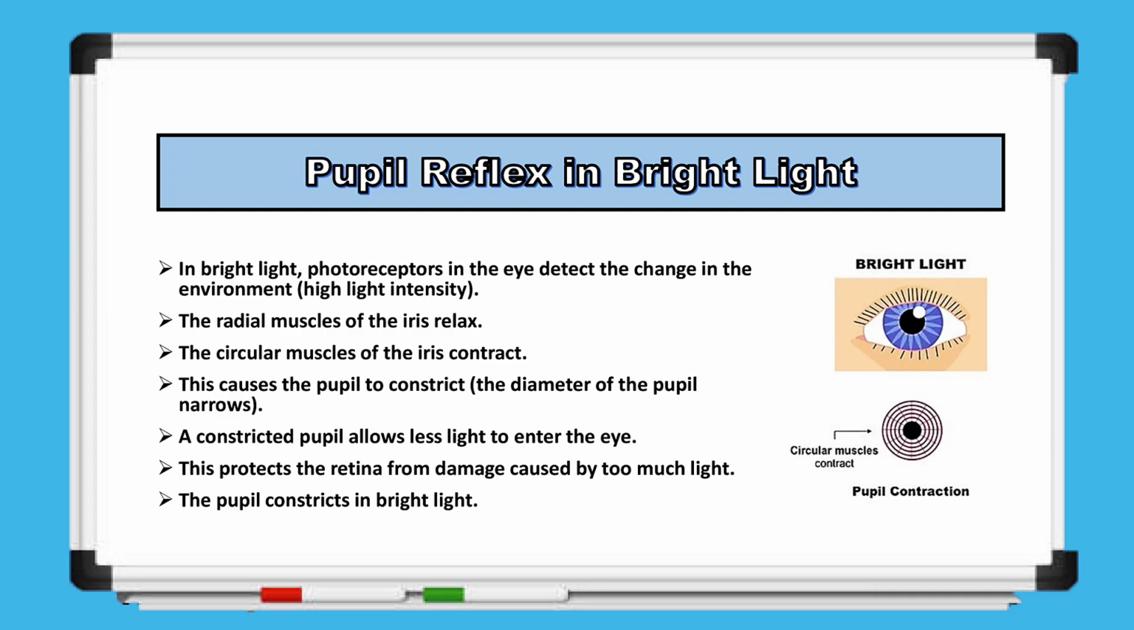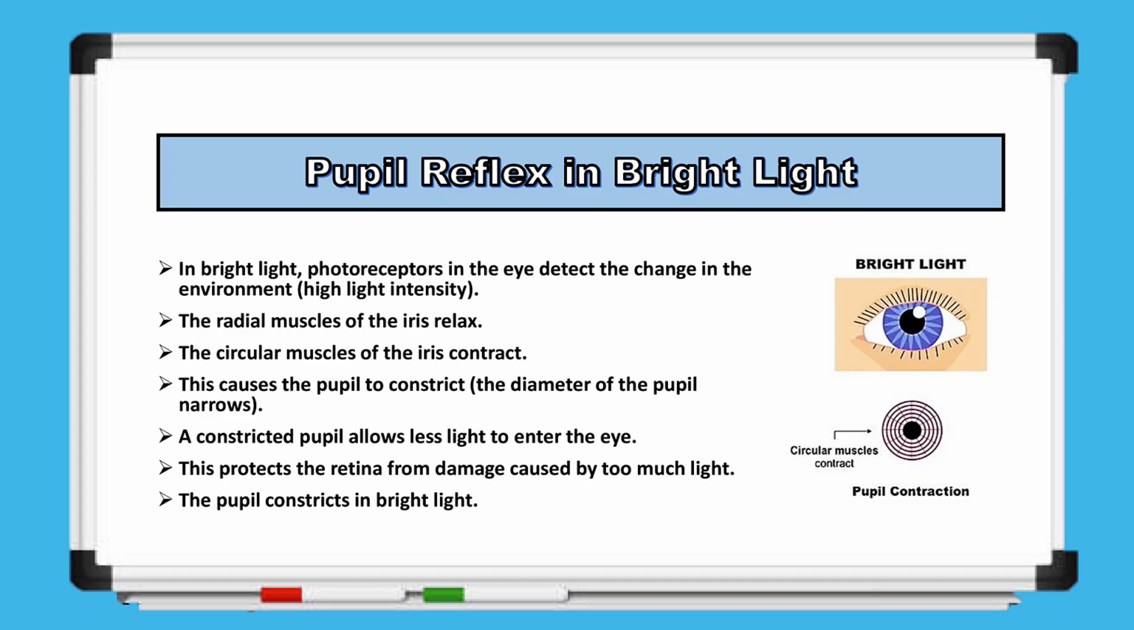On the other hand, in bright light, the photoreceptors in the retina detect the higher intensity of light in the environment. They send signals to the brain, which then directs the iris muscles to respond and protect the eye from excessive light. During this reflex, the radial muscles of the iris relax while the circular muscles contract. This antagonistic action causes the pupil to constrict, reducing its diameter. By narrowing the pupil, less light enters the eye, helping to protect the delicate cells of the retina from damage. Pupil constriction also enhances visual clarity by limiting scattered light, allowing us to see comfortably in bright conditions.